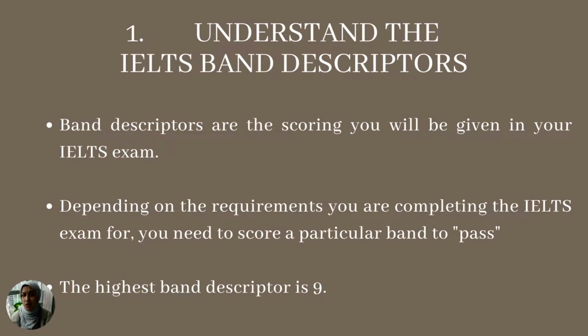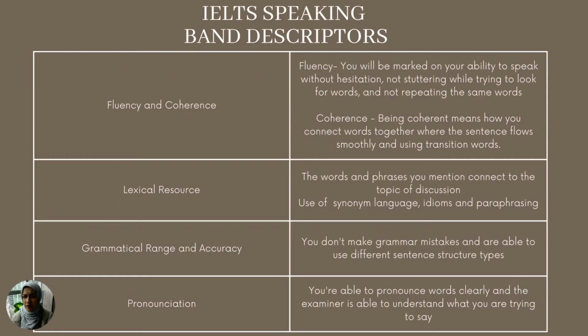Also, the highest band you could get for the IELTS speaking section is a band 9. So let's take a look at the IELTS speaking band descriptors. So you will be scored for 4 particular parts. The first one is fluency and coherence. So this pretty much means that you will be marked on your ability to speak without any hesitation. So you don't stutter or you're not trying to ramble for words while you are trying to speak in sentences, and you don't repeat the same words.